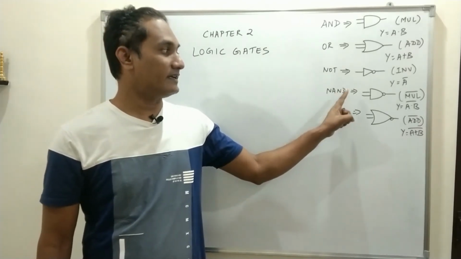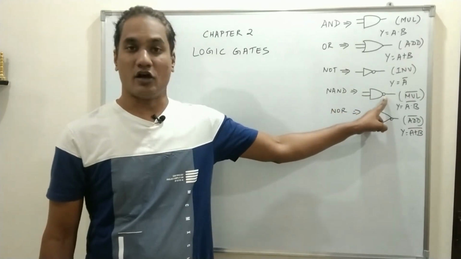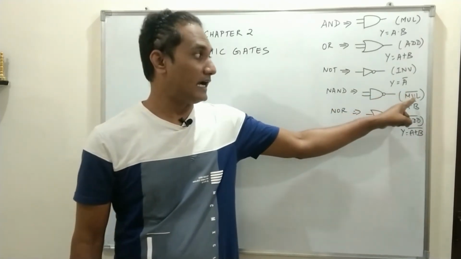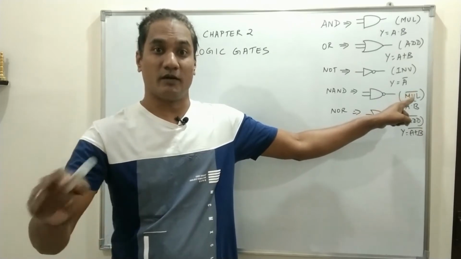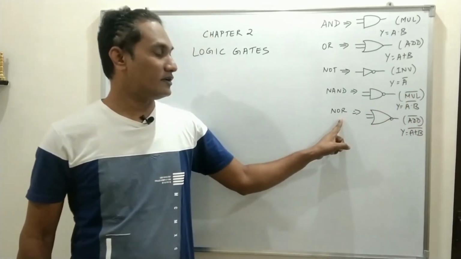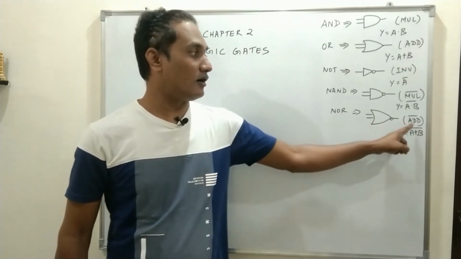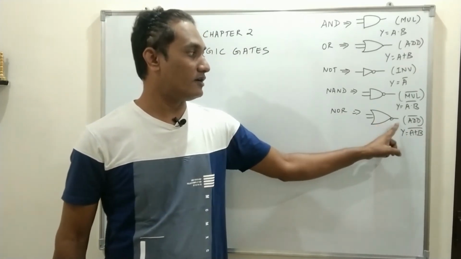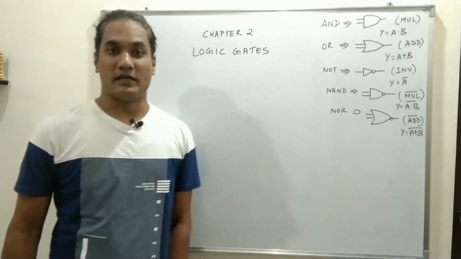Next is NAND gate. NAND gate is AND followed by NOT. That means the output of the NAND gate is the complement of multiplication. That is why A dot B whole bar. Similarly, NOR gate is complement of addition, or followed by NOT. So Y will be A plus B whole bar.